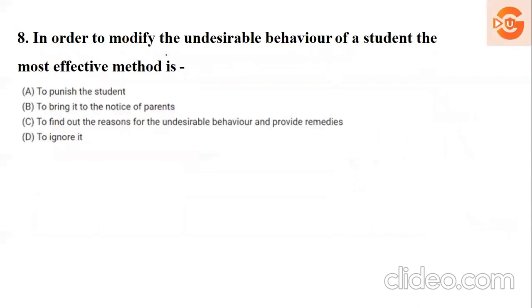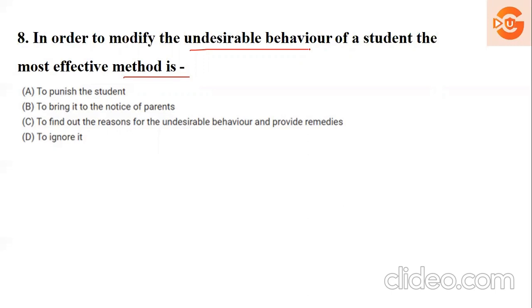Next: in order to modify the undesirable behavior of a student, the most effective method is... Undesirable behavior is the behavior which you don't want the child to learn. In such a case, giving punishment every time is not an option for the child. Maybe he becomes more aggressive, and if he is bad, he will turn worse.